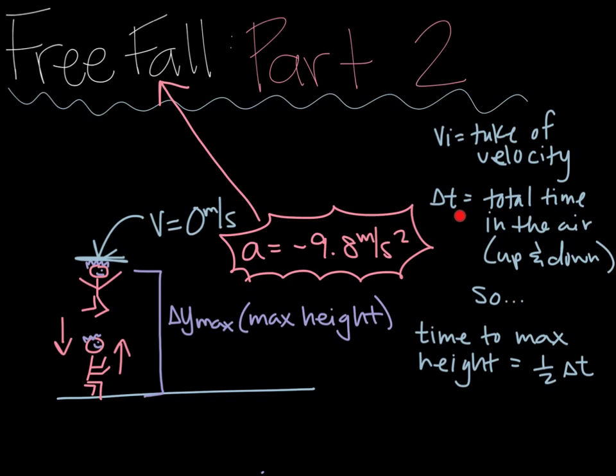When we talk about change in time, well, the total time in the air is all the way up and then all the way down. So the time that it takes to get to the maximum height, or what this displacement represents, so just the way up, would be half of the total time.